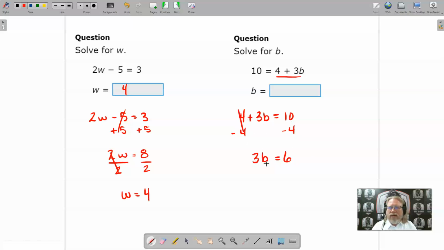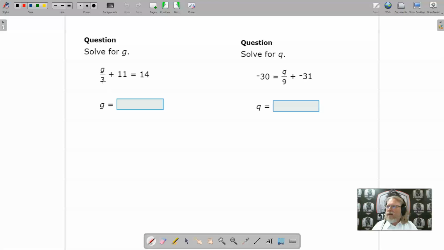Second step is to divide because we have multiplication going on here between the 3 and the b, and we're going to divide by the number we wish to get rid of, which is 3, and what we do to one side, we're going to do to the other. So these 3's will cancel each other out, leaving us with b, and 6 divided by 3 is 2, so b equals 2.